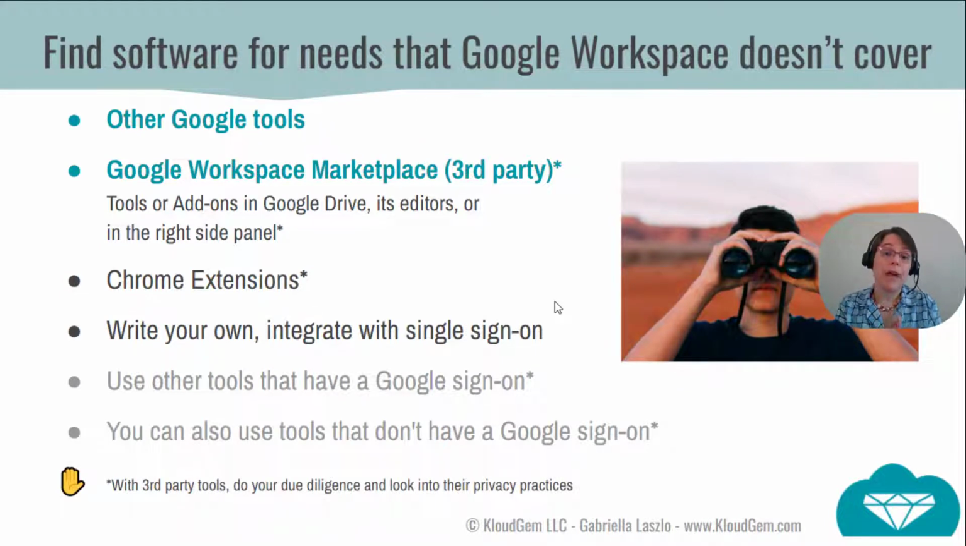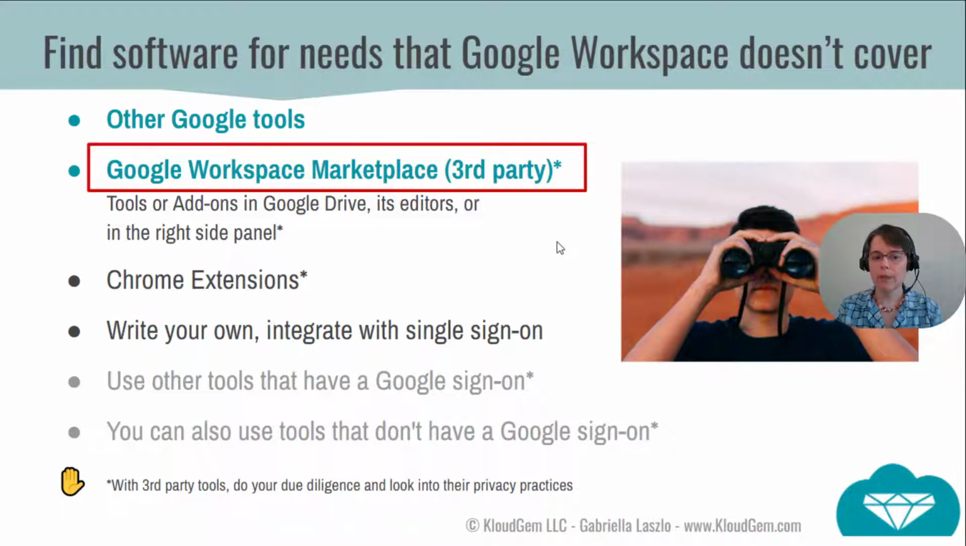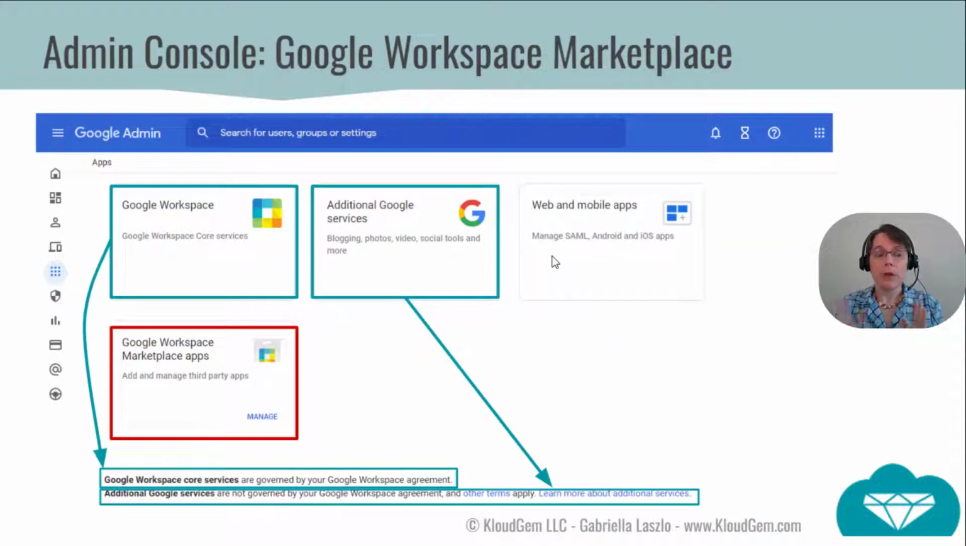One thing that I like to emphasize is that whenever you're looking for a third-party tool, do your due diligence and get familiar with their privacy practices and understand how they protect your data and your client's data. For the purposes of this video, we will be focusing on the Google Workspace Marketplace tools and how to find tools from there. Inside the admin console, you will find under apps the Google Workspace Marketplace.